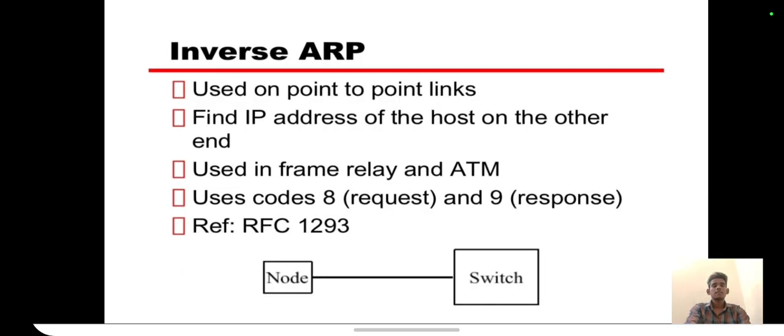Inverse ARP is used on point-to-point links to find the IP address of the host on the other end. It is used in frame relay and ATM. It uses codes 8 for request and 9 for response.